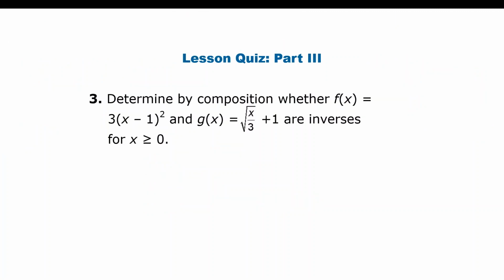And the last quiz for you to try on your own. Turn your video off and try this one. All right, so this one says to determine by composition whether f of x equals all of that are inverses, and x cannot equal 0. And when you work it out, you should have found that yes, they both equal x, and so yes, they are inverses. And I'm not going to go through that with you, but if you need more help, you can go back and look at the video again.